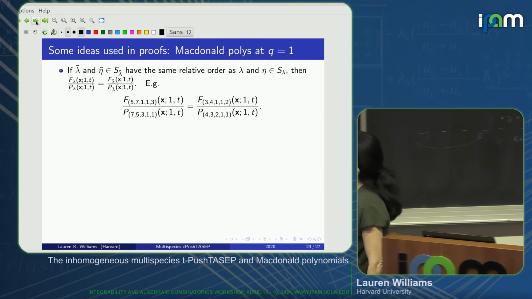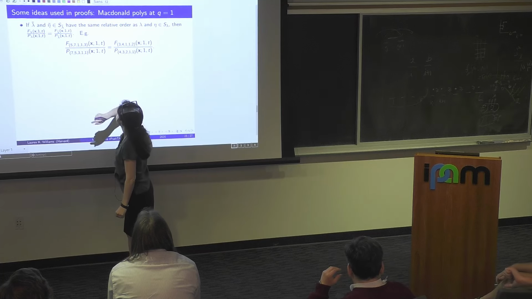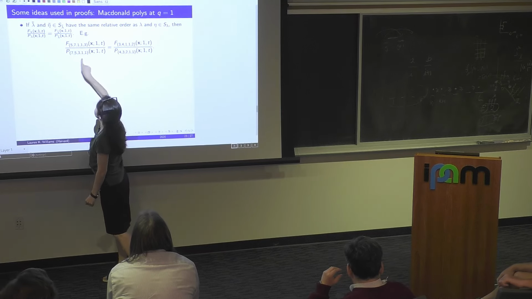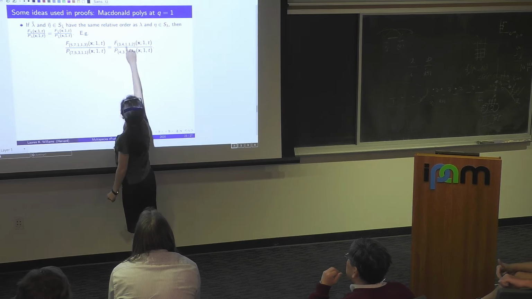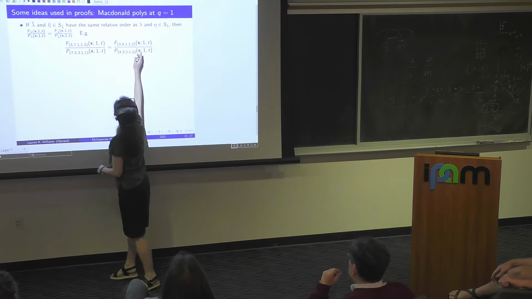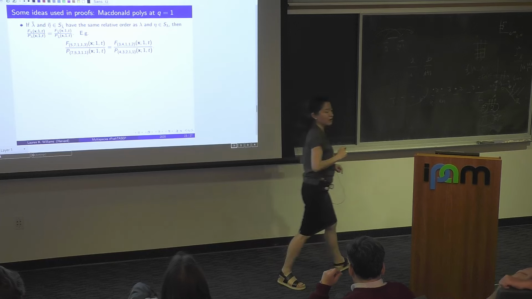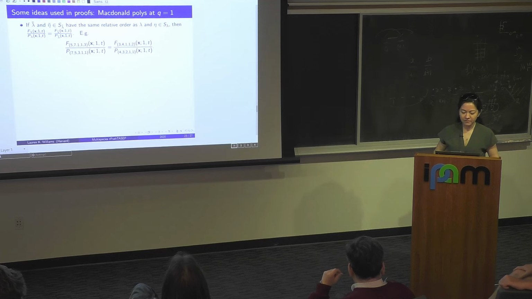So just as an example, if my partition is 7, 5, 3, 1, 1, and I put in my numerator some permutation of these entries, 5, 7, 1, 1, 3. If I look at this ratio, and then compare it to this ratio, I've gotten the right-hand side from the left-hand side by just doing some order-preserving map. So 7, 5, 3, 1, 1 goes to 4, 3, 2, 1, 1, and 5, 7, 1, 1, 3 goes to 3, 4, 1, 1, 2. Then these ratios of polynomials are the same. So this is something that is true at q equals 1, but it fails if q is not 1.